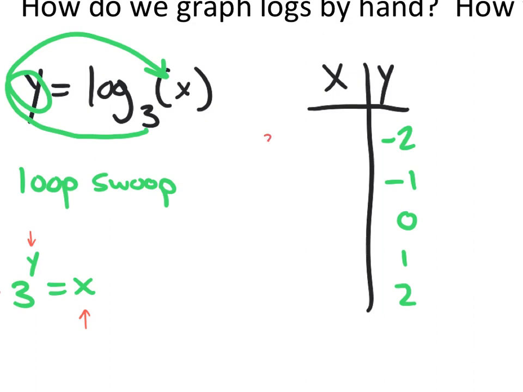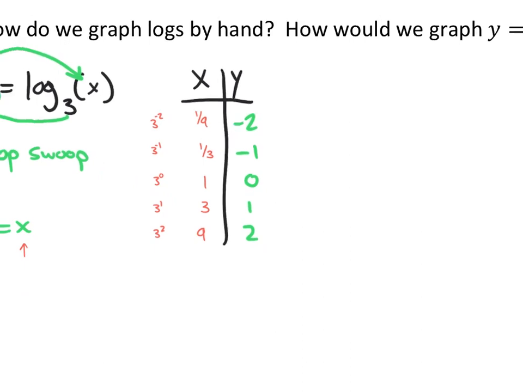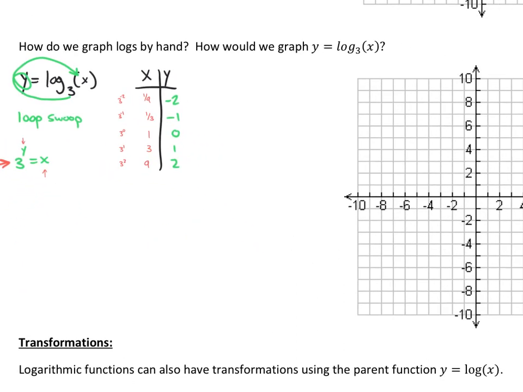So this x coordinate is going to come from 3 to the negative 2, 3 to the negative 1, 3 to the 0, 3 to the first, 3 squared. 3 squared is 9. This is 3. Anything to the 0 power is 1. 3 to the negative 1 power is 1/3. 3 to the negative 2nd power is 1/9. So we're now going to have enough data to get this graphed.